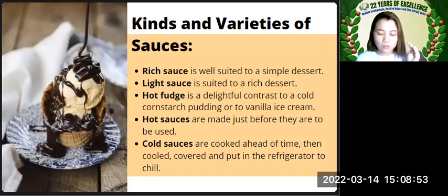Rich sauce, in terms of the flavor, is malasa, kumbaga mataas ang flavorings niya. Okay, matapang ang timpla. Ayan. A light sauce naman is suited to a rich dessert. Okay, hot fudge is a delightful contrast to cold cornstarch pudding or vanilla ice cream.